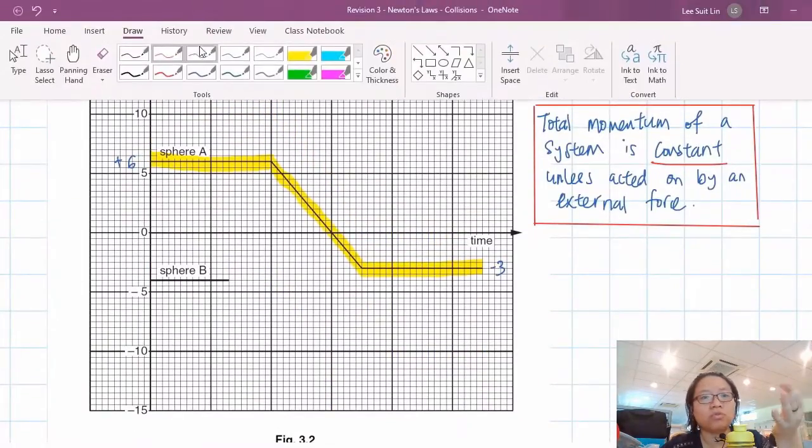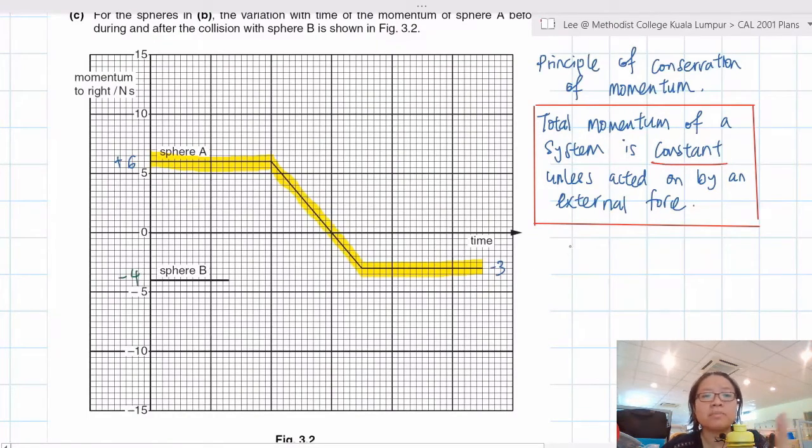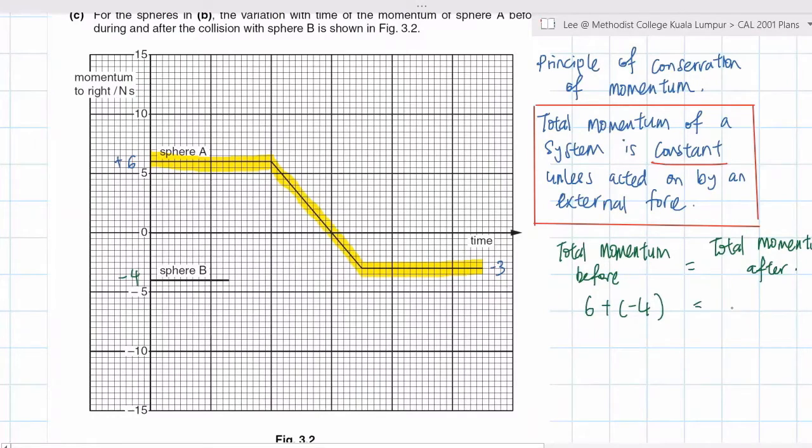So right now you will have your sphere A having a decrease of negative 9, meaning there's definitely a force on A. But let's think about A and B together as a system. Then you will have total momentum before equal to total momentum after the collision. Before the collision will be 6 plus negative 4, and after will be negative 3 plus PB. And you will find that your PB, or your momentum of B after collision, is 5. So your sphere B will go from negative 4 to 5.